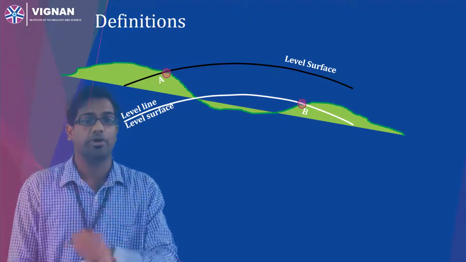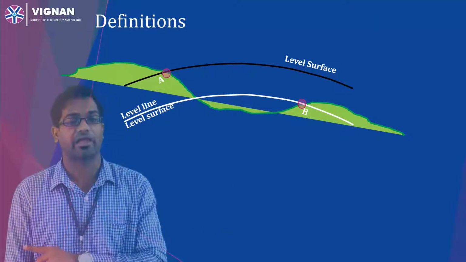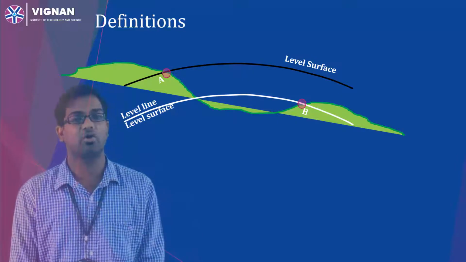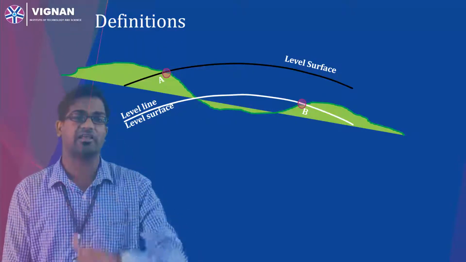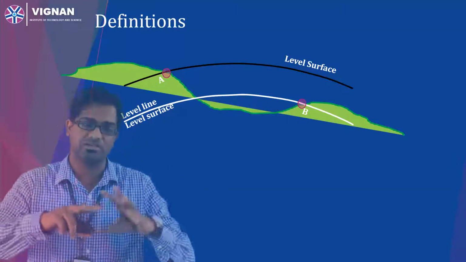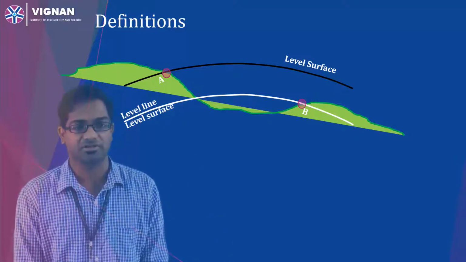At point A, I can have a level line. At point B, I can draw a level line, because these are two locations on the earth having a level difference. So I can draw two lines which are parallel to the spherical shape of the earth.